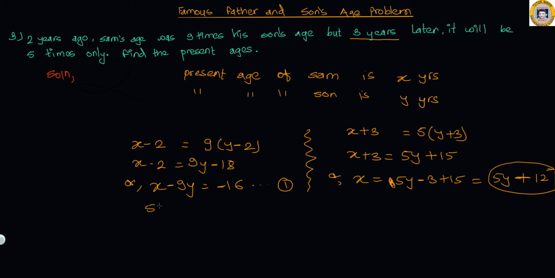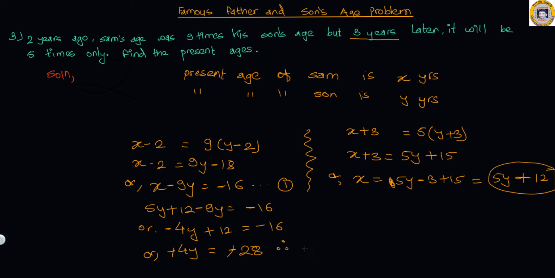So it would be 5y plus 12 minus 9y equals negative 16, or negative 4y plus 12 equals negative 16. Negative 4y equals negative 16 minus 12, which would be negative 28. So the negative sign is gone. If I divide by 4 on both sides, that will give me the value of y as 28 over 4, which is 7 years. In fact, I can now find x, which is 5y plus 12.